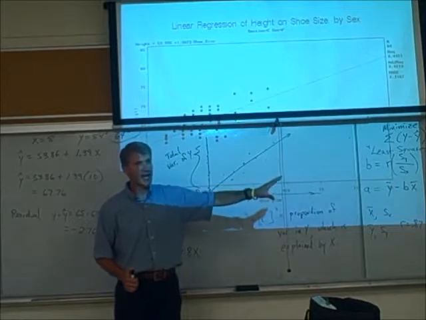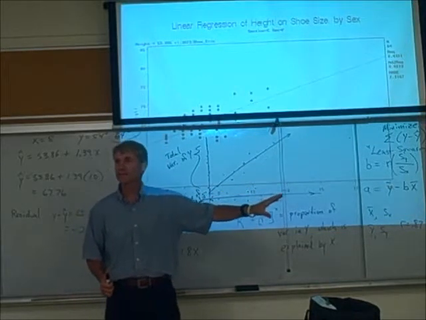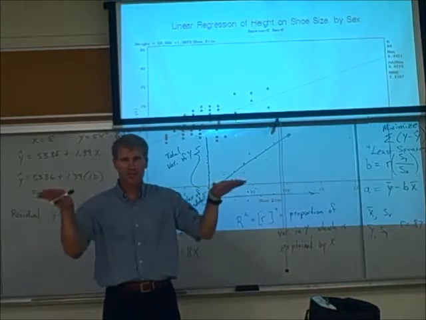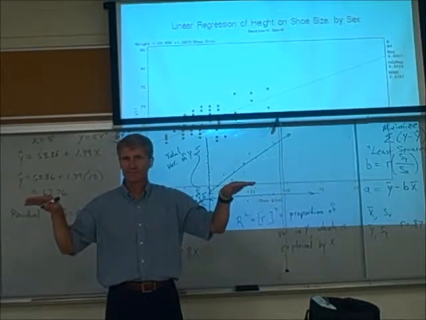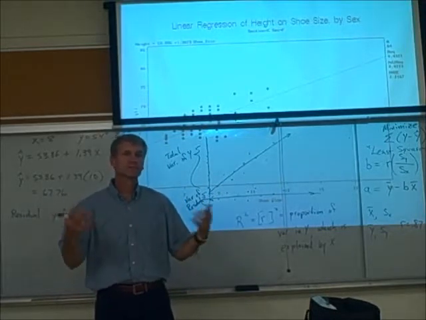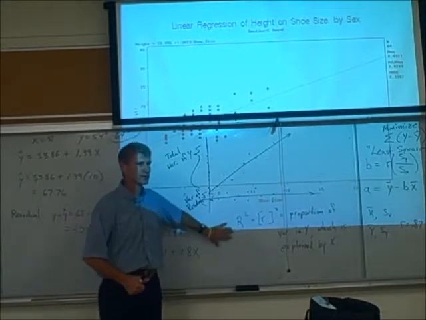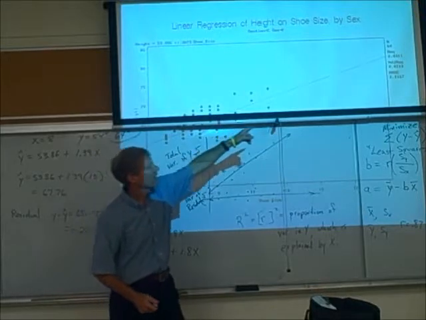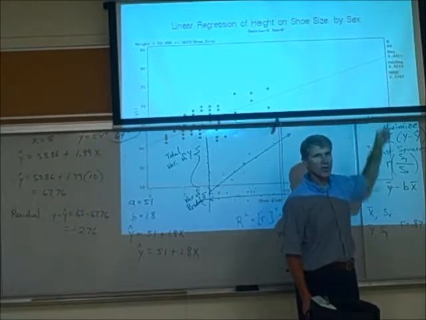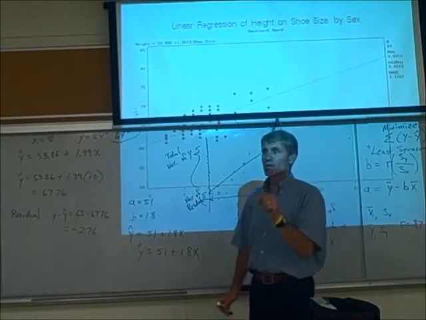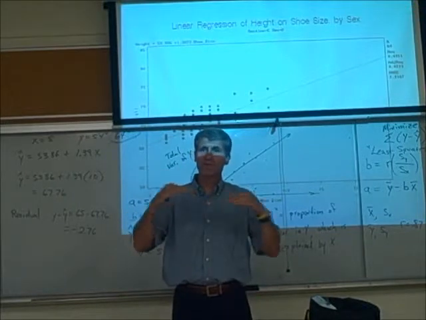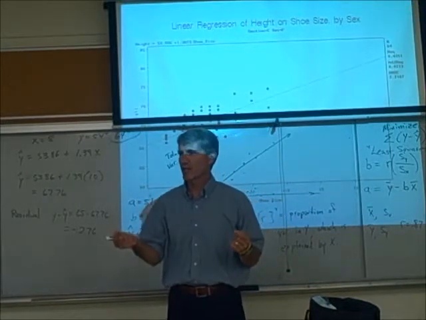So if I hadn't asked her her shoe size, then I predict she's at the mean. Now how much better can I do if I take into account her shoe size? Well, that's what r squared tells me. Okay? So I can explain 43% of the variability in height, or I get a 43% reduction in my prediction error when I account for shoe size. Either way you want to say it.